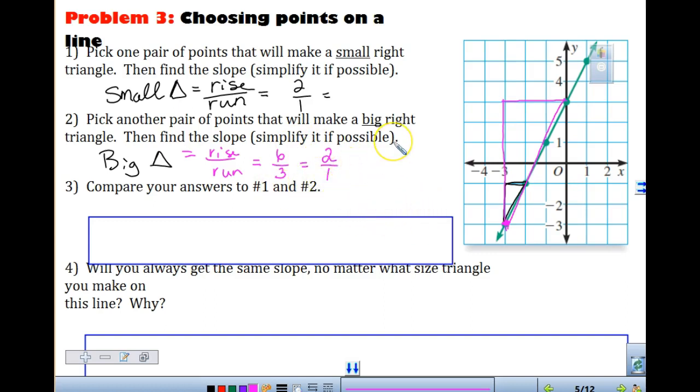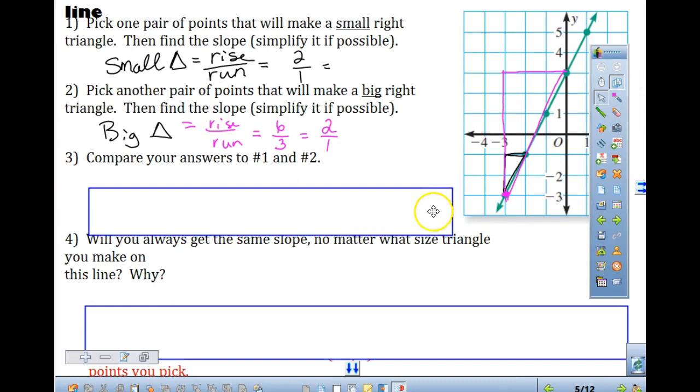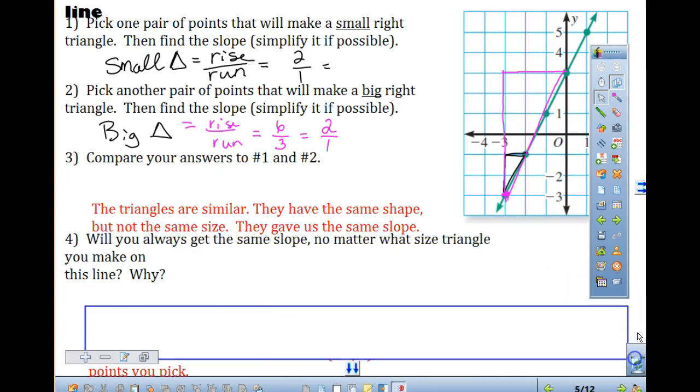So let's compare the answers in number 1 and 2. Are they the same answer? Yeah. They're not exactly the same numbers when we have 6 over 3, but this is what I want you to write in your notes. The triangles are similar. They have the same shape, but not the same size. They have the same slope. So write that down, right in that box. The triangles are similar. They have the same shape, but not the same size.